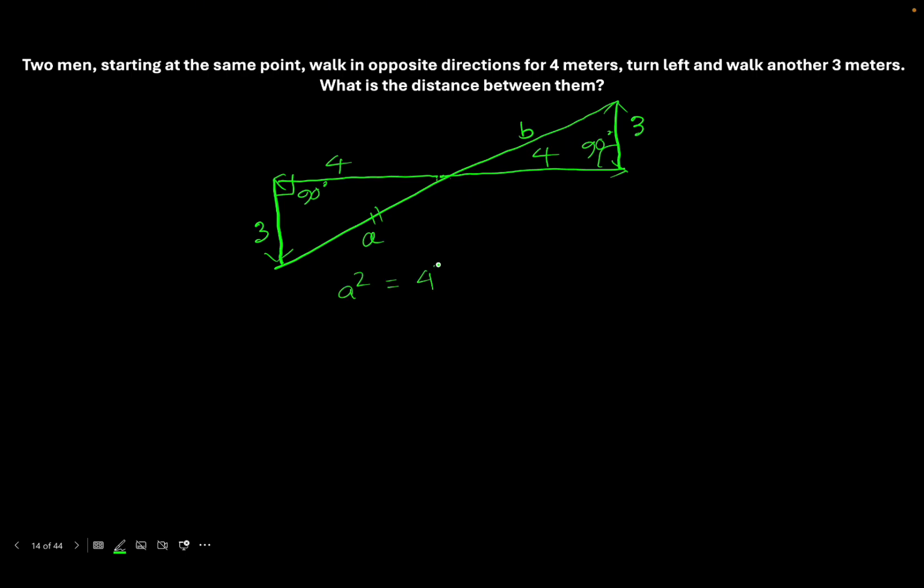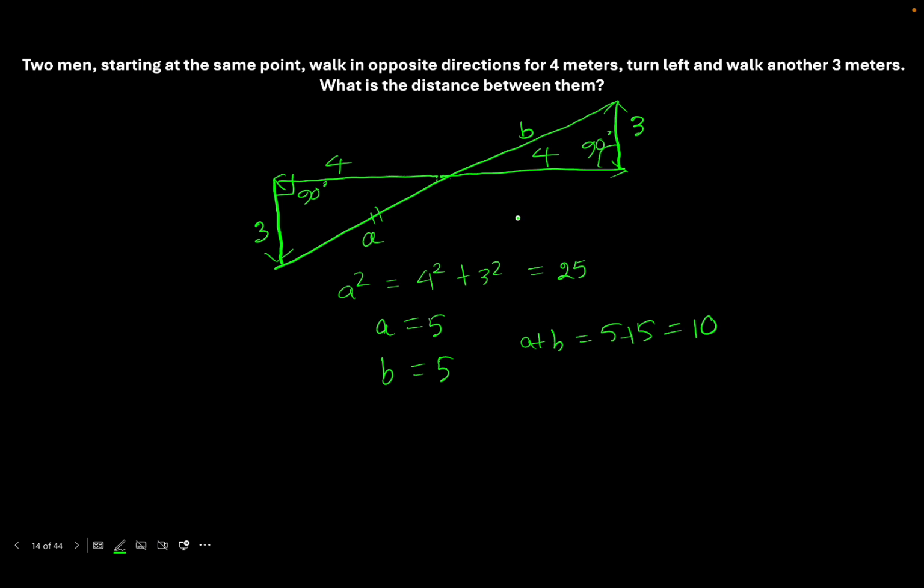A square equals 4 square plus 3 square, so it will be 25. So A will be 5, and B will also be 5 applying this. So the total distance is 5 plus 5, which is equal to 10. This is the simplest method we can do.